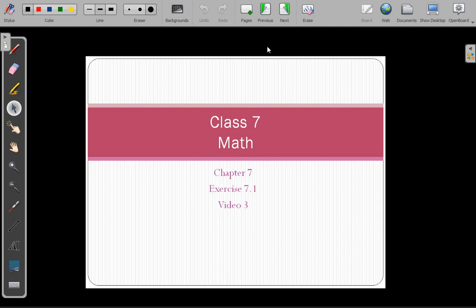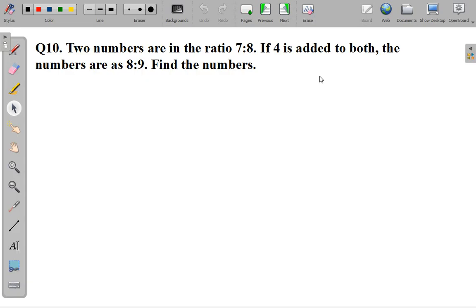So we are on the 7th chapter of our book. The chapter name is Ratios and Proportions. This is the first exercise of this chapter. We are presently discussing ratios, and we are on question number 10. Question number 10 is: two numbers are in the ratio 7:8, if 4... First of all we will talk about this. There are two numbers in the ratio 7:8.